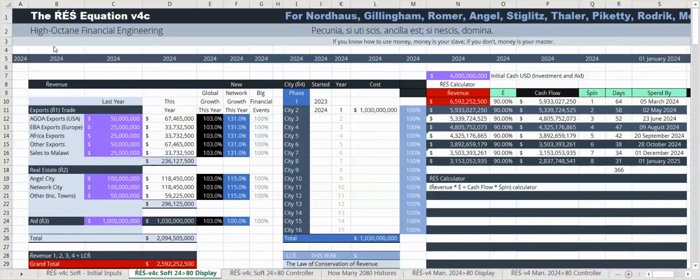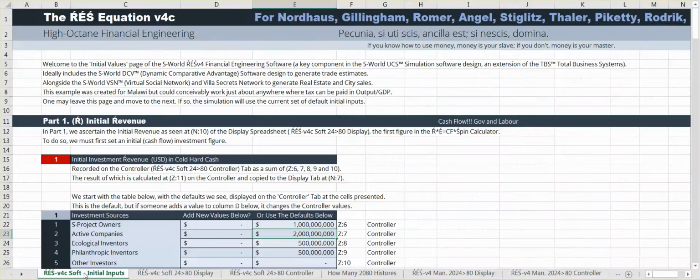We start with the initial inputs page. If you have it, please open the spreadsheet RRT v4c Financial Engineering Software, Malawi Network 2024 to 2080. Currently, the version is 4.24, but later versions will have the tabs mentioned below. You might just have to look for them.